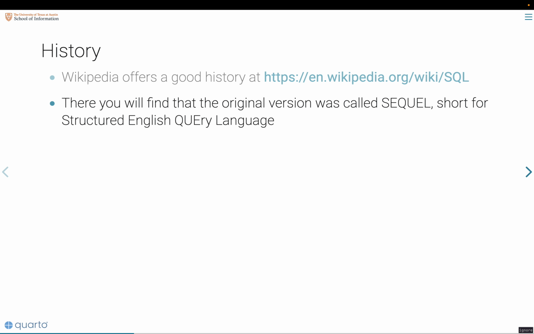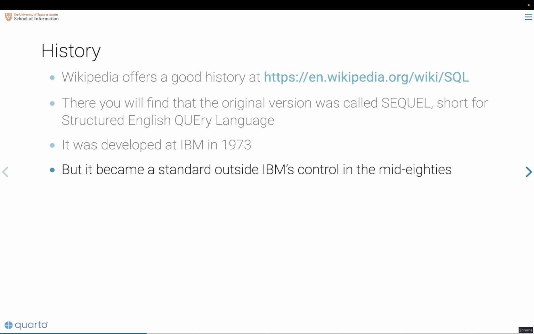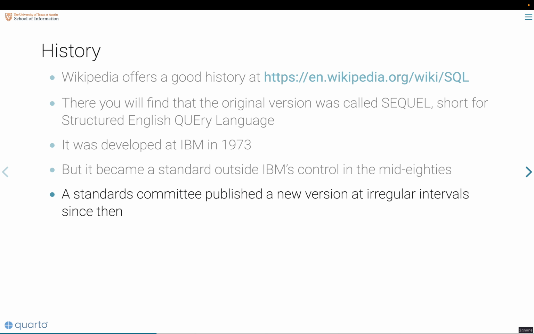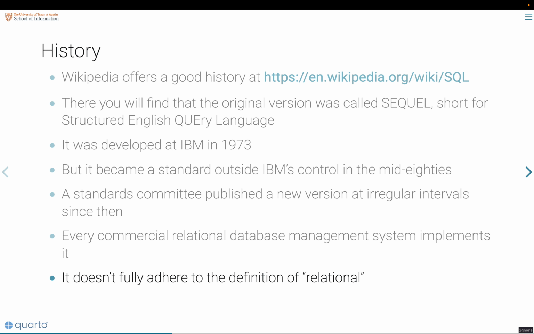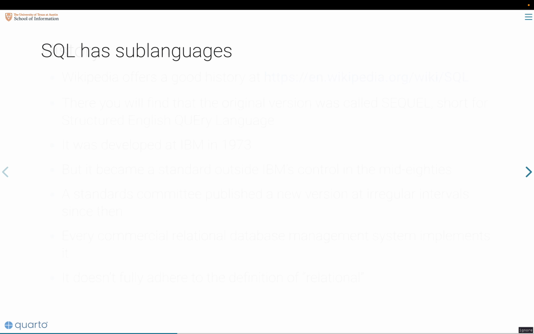And you will find if you look at the Wikipedia history that the original version was called SEQUEL, short for Structured English Query Language. And it was developed at IBM at the same time as the relational database. But it became a standard outside IBM's control in the mid-'80s. And a standards committee published a new version at irregular intervals every few years since then. And every commercial relational database system implements it, but it doesn't fully adhere to the definition of relational.